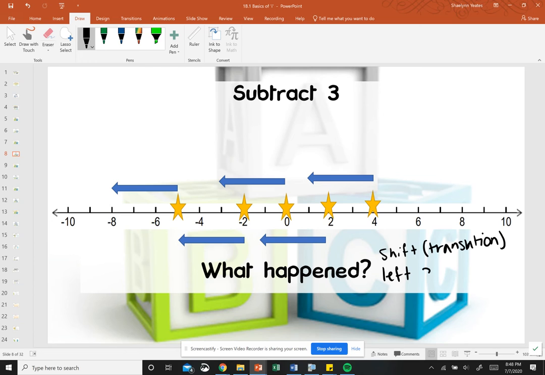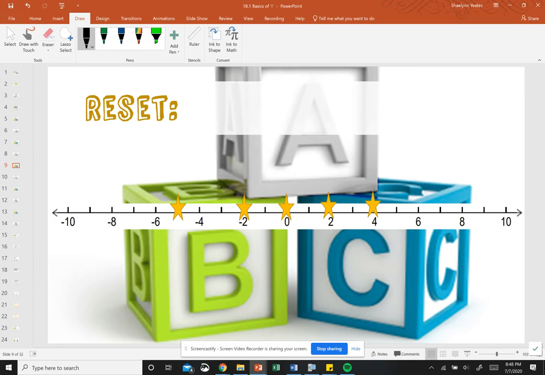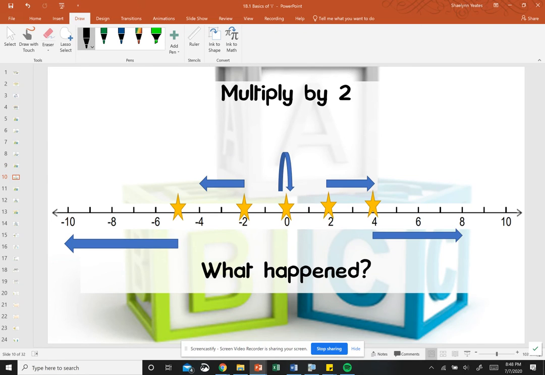Left 3. Okay, cool. All right, so let's reset, go back to the beginning. Okay, let's try this. Let's multiply by 2. What do you think is going to happen? Well, let's see. So 0 went to itself, -2 went to -4, -5 went to -10, 2 went to 4, and 4 went to 8. So like the further away from 0 it is, it seems it travels further. So this is a stretch, or you can think of this as a dilation.